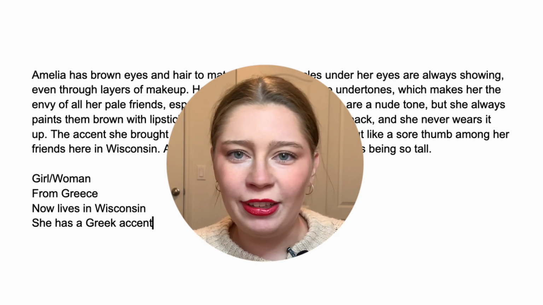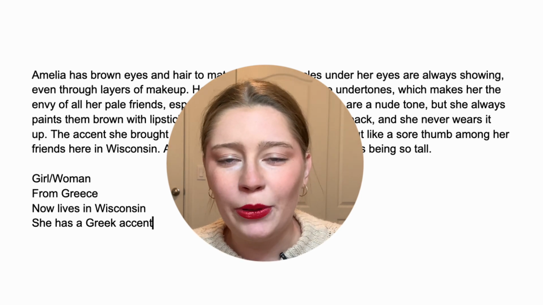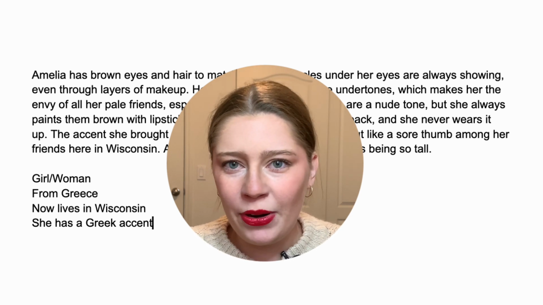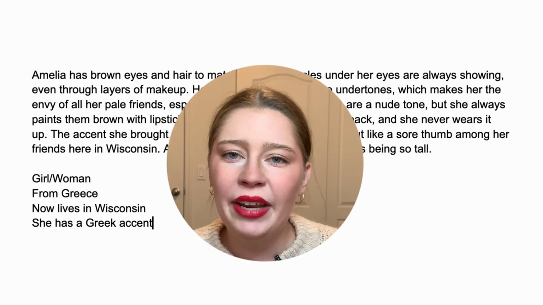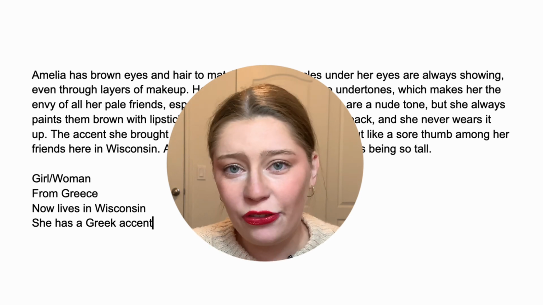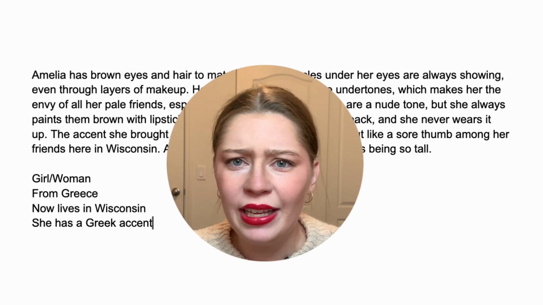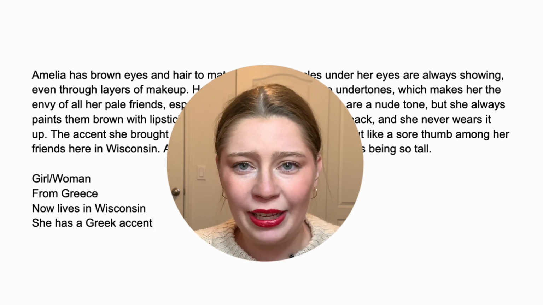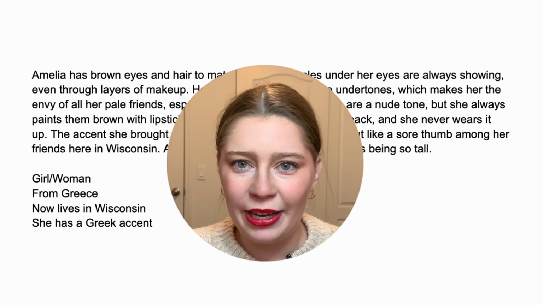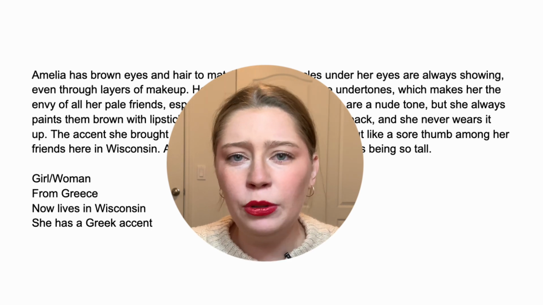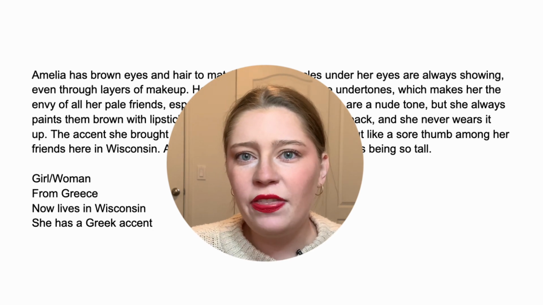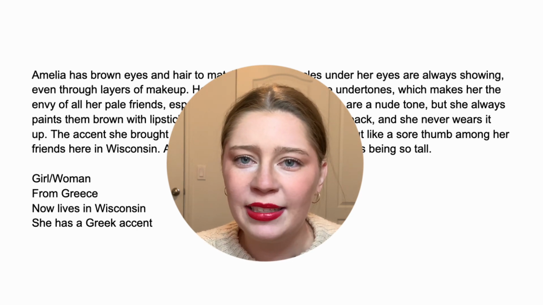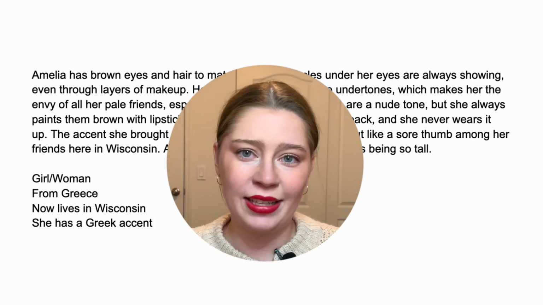I pulled out these descriptors because it's important for us to know that she's a woman, because women see the world differently than men do or than non-binary people do. The world sees us differently than other types of genders as well. So it's important to know the gender of your character so we can kind of get an idea of what they're dealing with. She's from Greece but now lives in Wisconsin. I think that's really important to know about your character, being from halfway across the world in a completely different environment now. And then she has a Greek accent. And I pulled that one out specifically because I think that that's going to be a defining feature of Amelia. She's very much aware that her accent is different than her friends and that it stands out where she is.